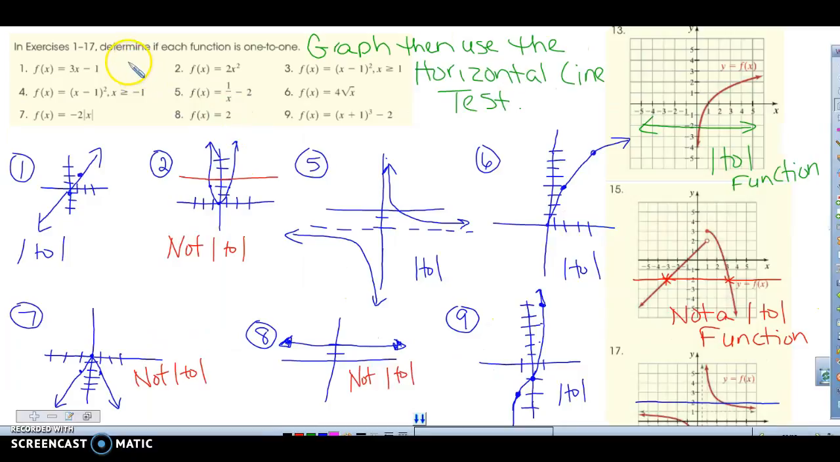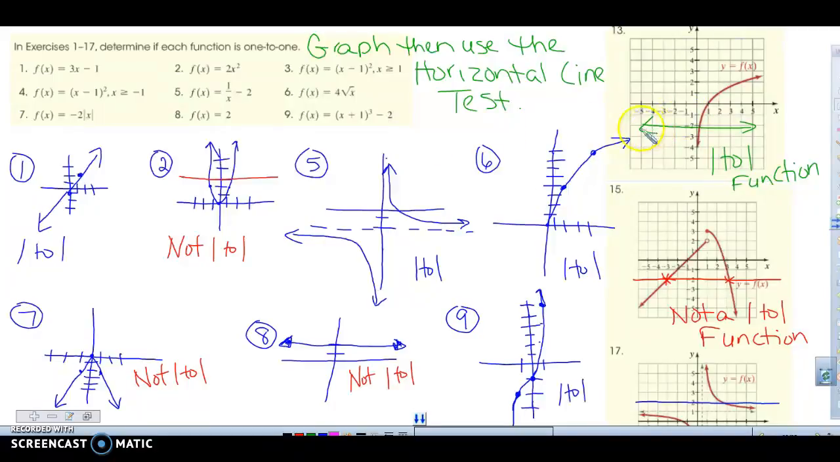Here are some examples of functions. They want us to determine whether or not they are one-to-one functions. Well, remember the way that we tested a graph to see if it was just a regular function was we used the vertical line test. We were making sure that for every x there was one and only one y. Well, all of these have already been said that they are functions. So how do we test that it's a one-to-one function?